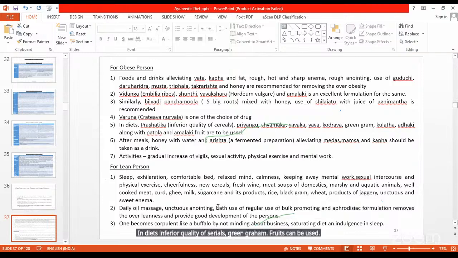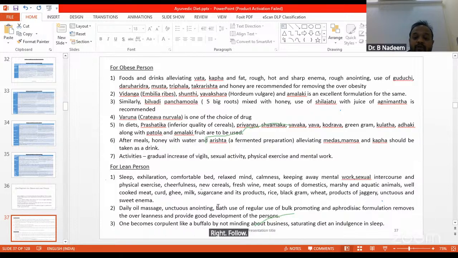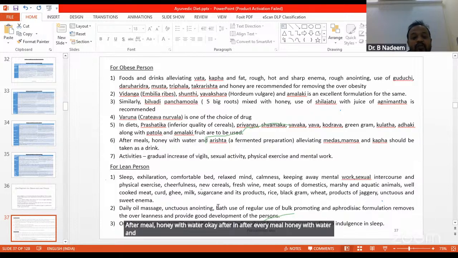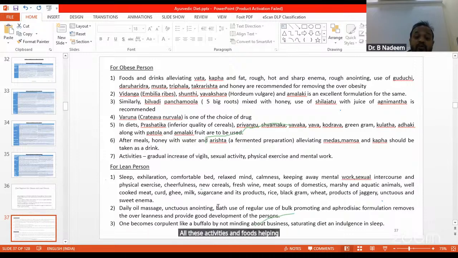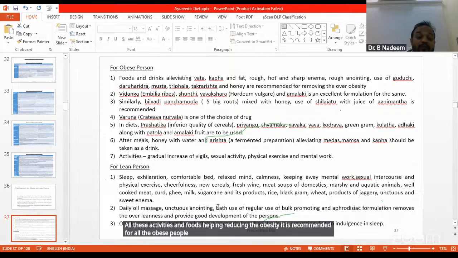After meals, honey with water. After every meal, honey with water and arishta, which is any kind of fermented product, alleviates fats, muscles, and also kapha, and can be taken as a drink. Activity should gradually increase: vigils, that is awakening in the night, sexual activity, physical exercise, and mental work. All these activities and foods help in reducing obesity. It is recommended for all obese people. These activities and foods, and drugs also, have to be taken accordingly.